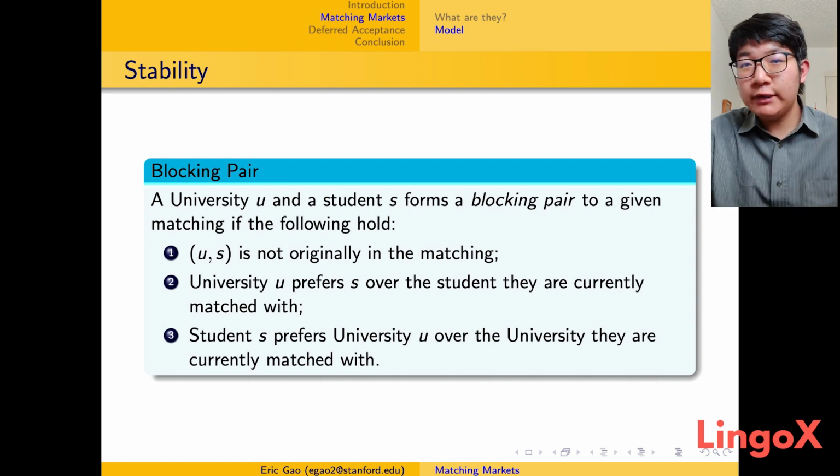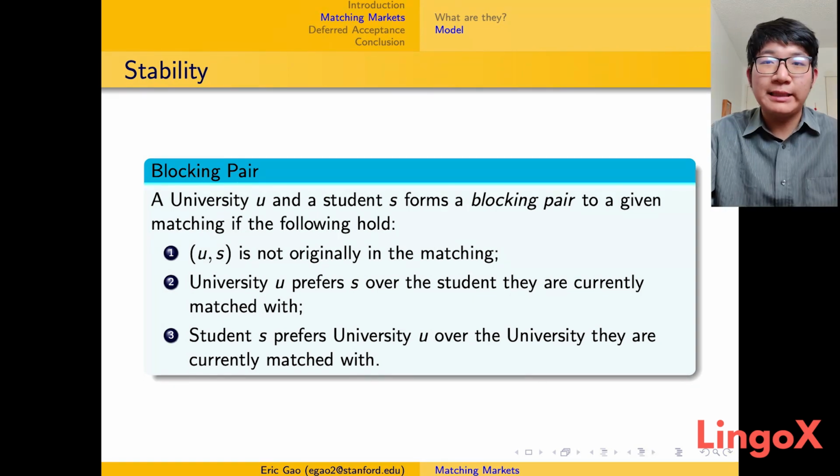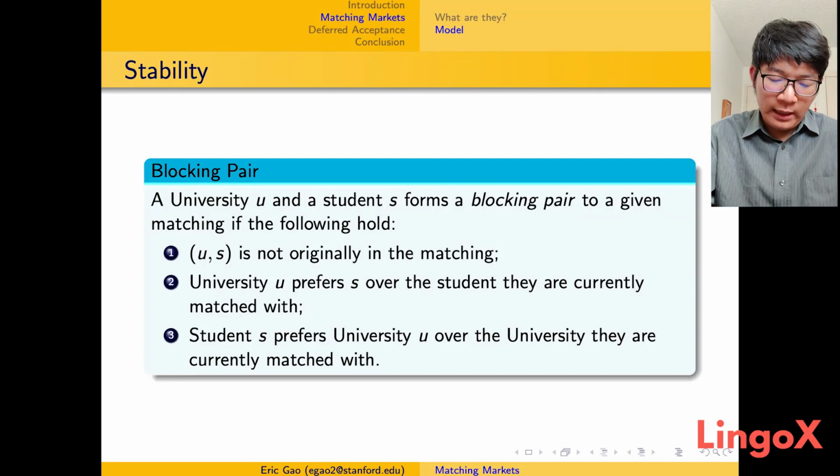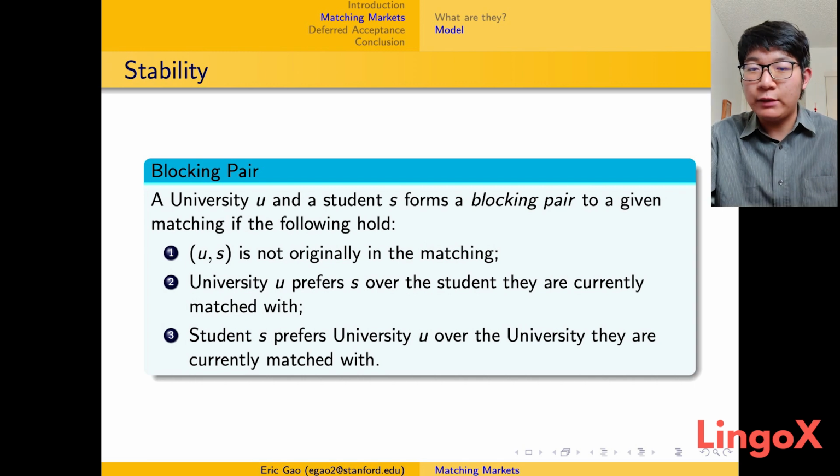So as a result, our goal is to find some sort of stable match between students and universities given their preferences. And to define stability, we first define what instability looks like. We call a student and a university who can do better just matching with each other, compared to participating in the matching market, a blocking pair. So formally, a university and a student are a blocking pair to a given matching if the following hold.